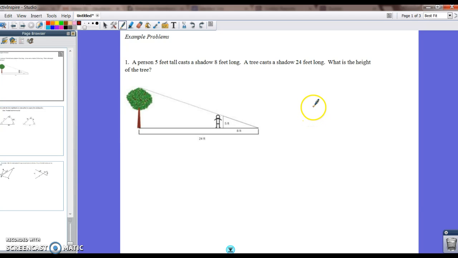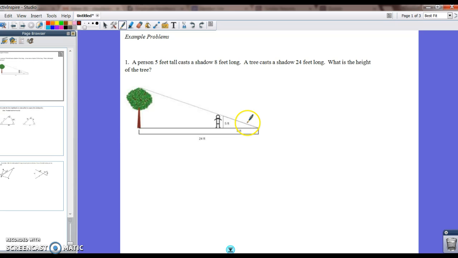We could show that corresponding angles were congruent. We could show that corresponding sides are proportional, or a combination of the two, right? We've got corresponding sides proportional with the included angle congruent. So let's look at what we have. We have two triangles here. We have this larger triangle and this smaller triangle.